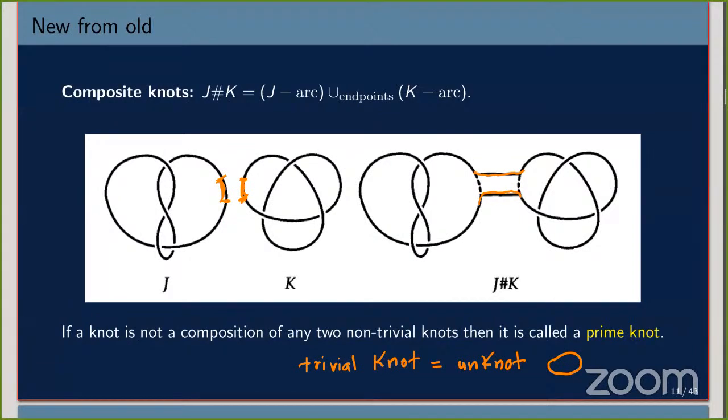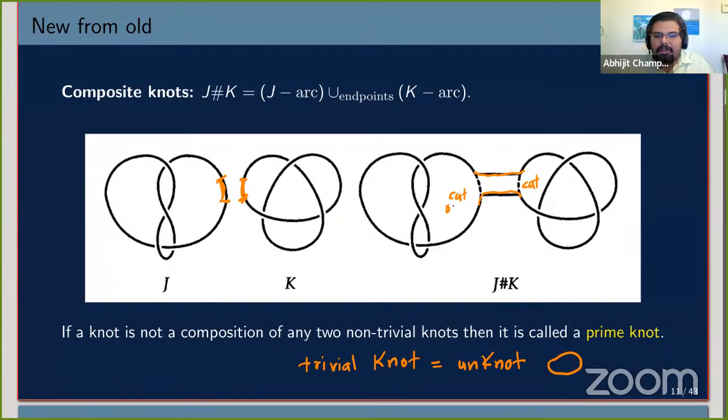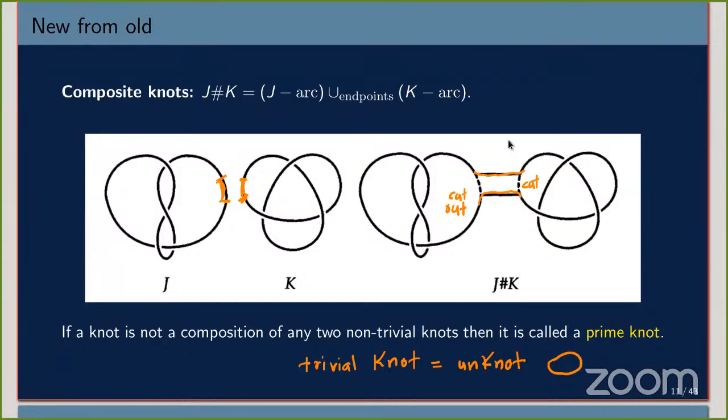So you're cutting this and pasting it, and you can see that the resulting knot is also a smooth embedding. So these dotted parts are not part of it? The dotted parts are not there. They are cut out. Okay, cut out. You're right. Okay.